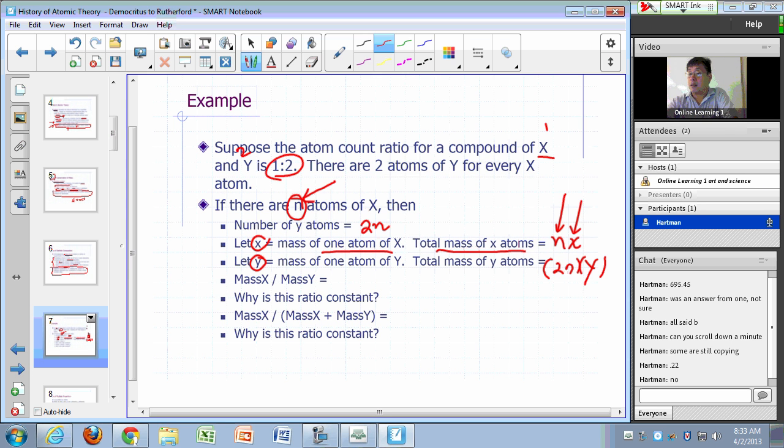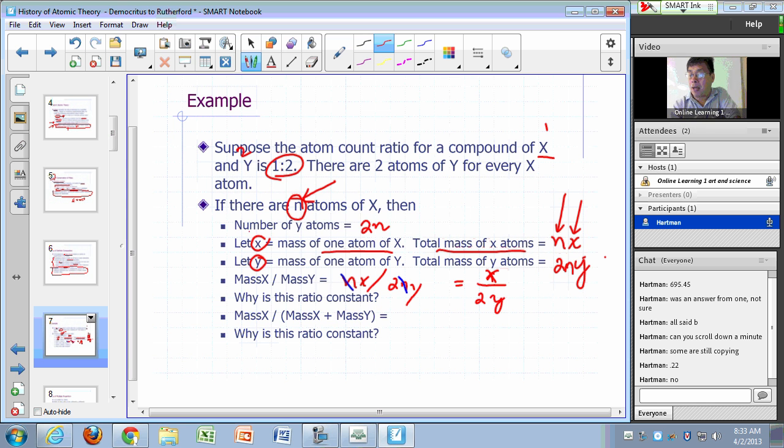Let me rewrite this: 2n times y. So what's the ratio of the mass of X atoms to the mass of Y atoms? It's just going to be nx divided by 2ny. But your n cancels out, so that just gives you x over 2y.